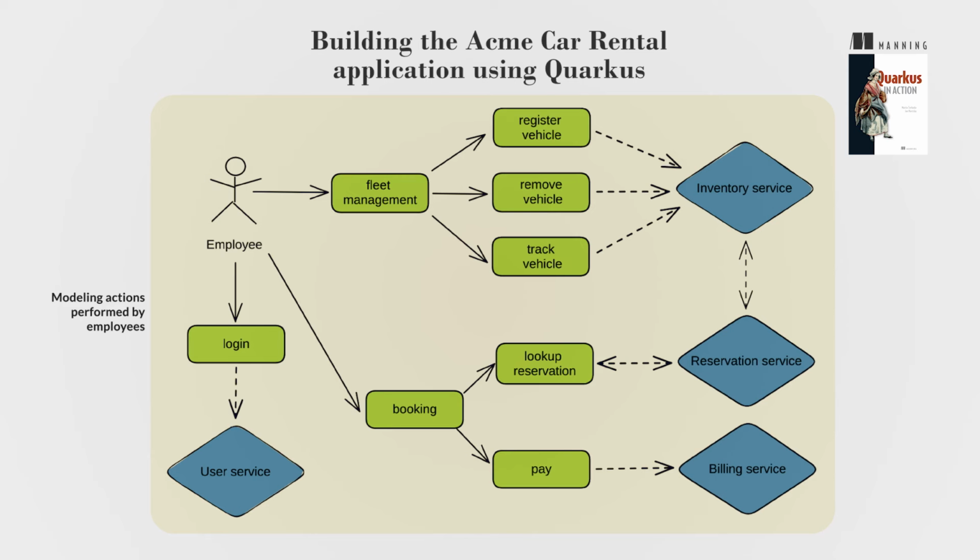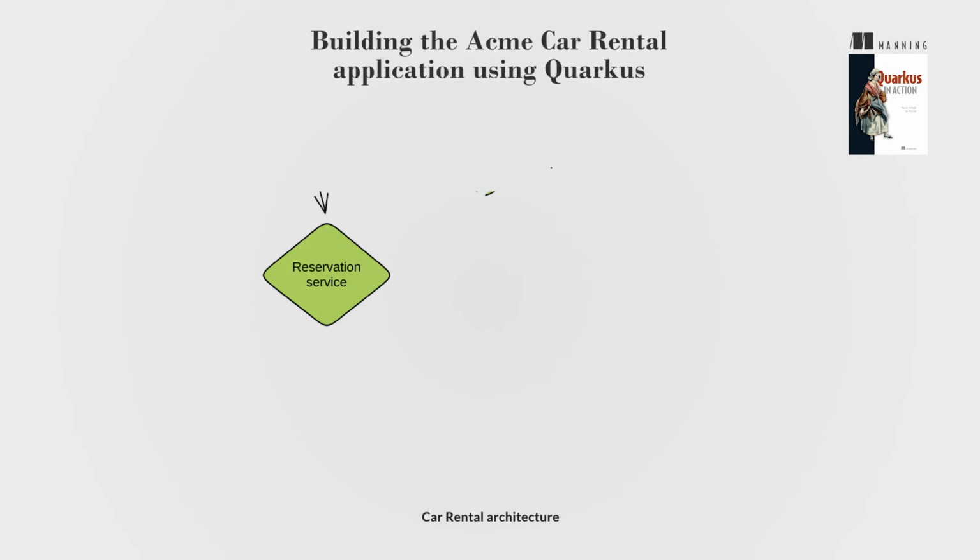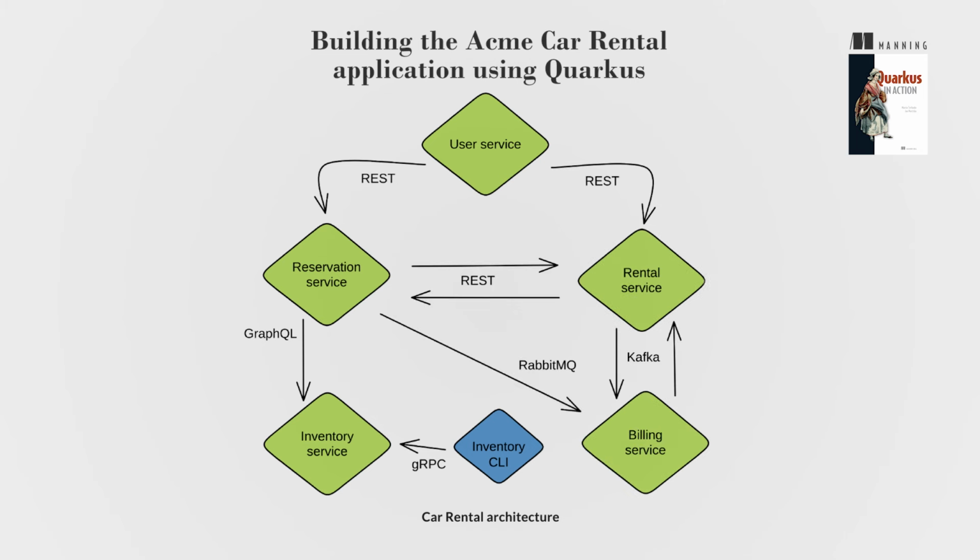The application manages reservations and vehicles, with different services for customers and employees, focusing on Quarkus rather than complex business problems. The system's architecture includes independent microservices, each with its own data store, and integrates third-party services like message brokers. While Java is the main language used in developing the Acme car rental application, Kotlin is also supported. Additionally, both Maven and Gradle are compatible as build tools.